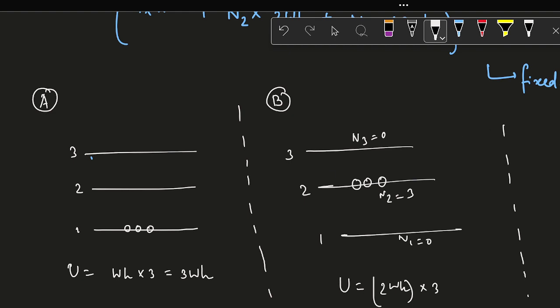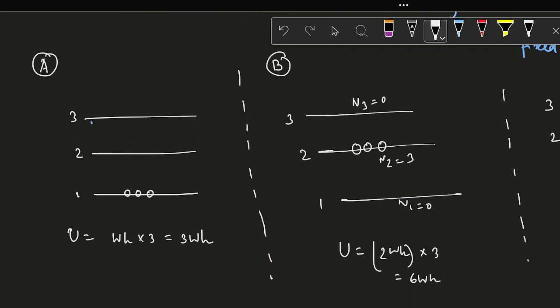Now the third one will be evident. You must know by now that it is 1, 2 and 3, and you have all 3 circles on the third step. That means all 3 people are on the third step, so N3 equal to 3, but N1 and N2 equal 0, no people on the first or second step. In this case, the total potential energy will be U equal to, for the third step, each person has 3 Wh, so for 3 people it will be 3 times 3 Wh, that means 9 Wh. So this is our configuration C.